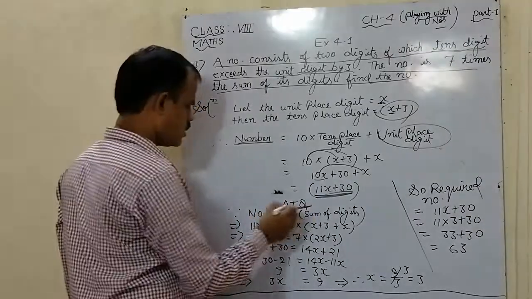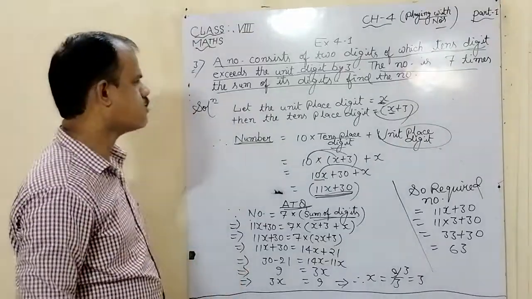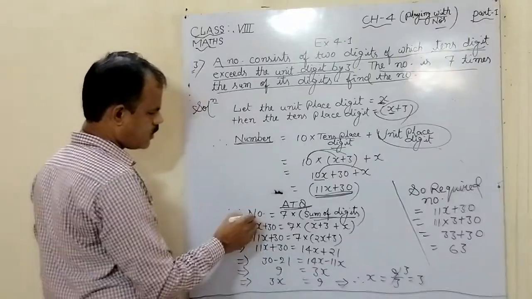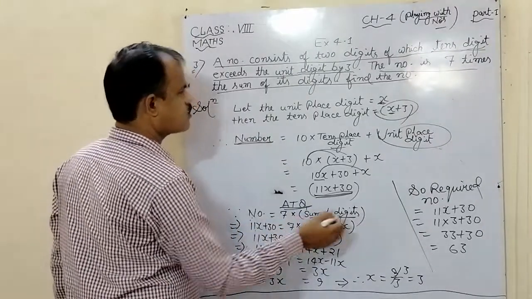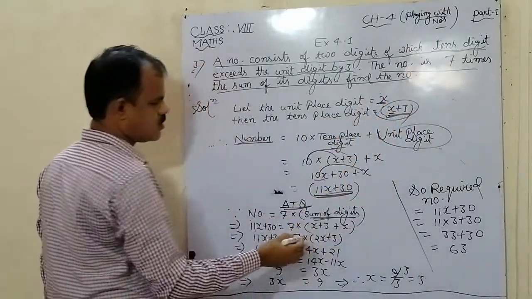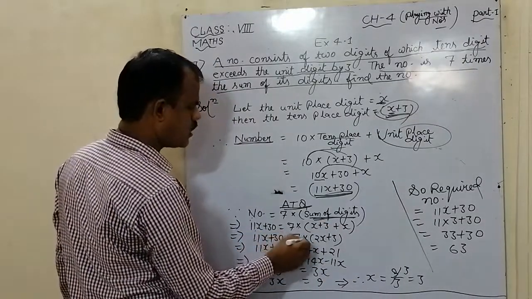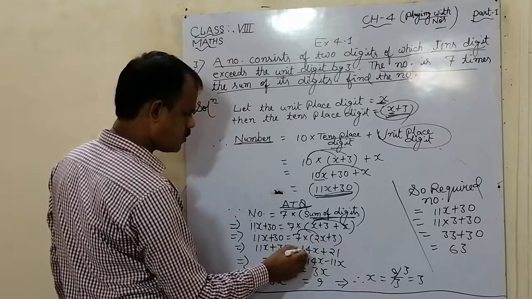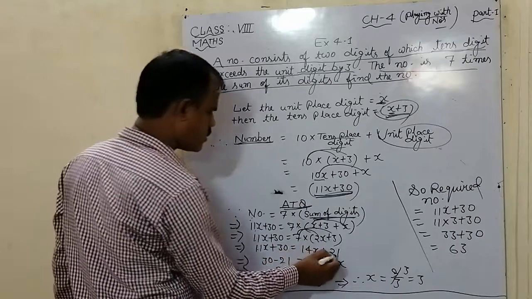Now according to the question, the number is 7 times the sum of its digits. Sum of its digits means unit place digit plus tens place digit. So we have here the number 11x plus 30. 7 into sum of digits means these digits, tens place digit, unit place digit, x plus 3 plus x. So we write here 11x plus 30 equal to 7 into x plus x, it becomes 2x plus 3. Now 7 into 2x, 14x, 7 into 3, 21. So 11x plus 30 equal to 14x plus 21.